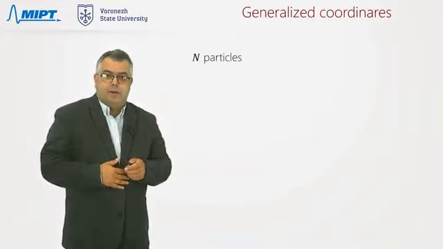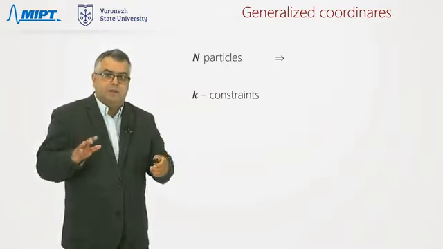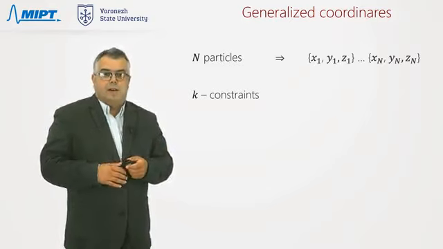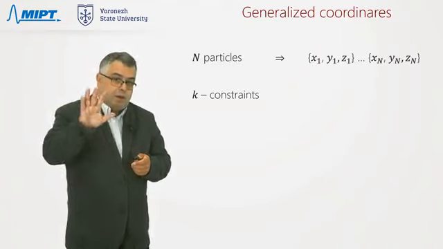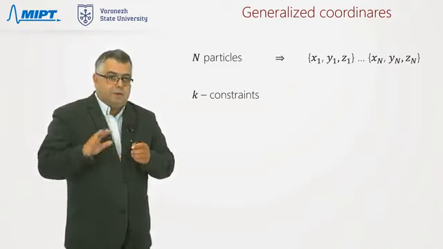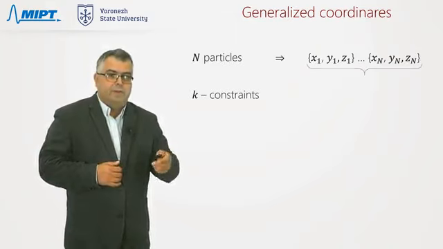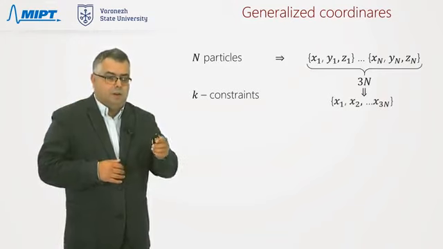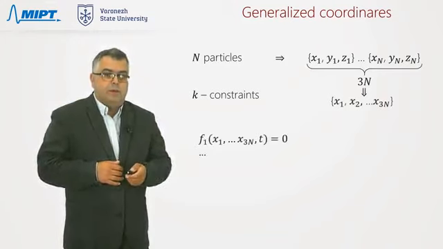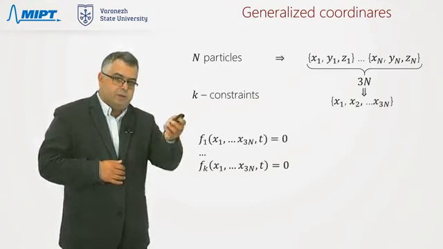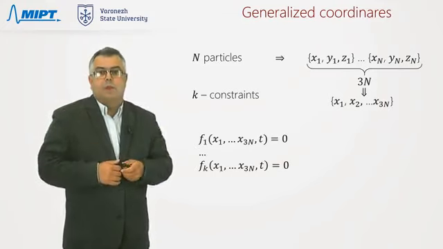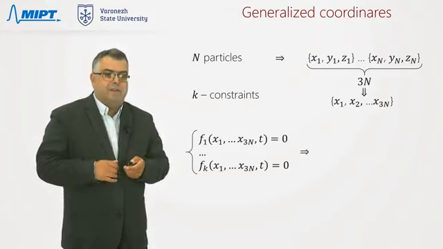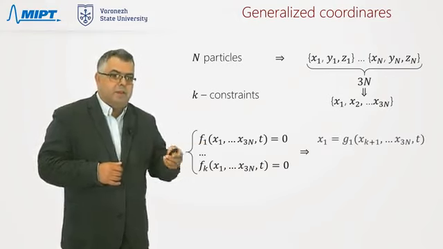Let's say we have n particles, and we can describe n particles in terms of n vectors, and each vector has three Cartesian coordinates. Moreover, for that system, we have k constraints, and we assume that the constraints are holonomic. So in general, we have k nonlinear equations, and in order to solve that system, we can express k coordinates through the 3n minus k coordinates.